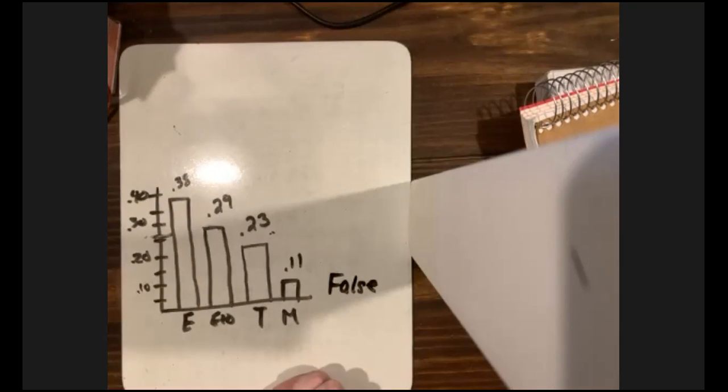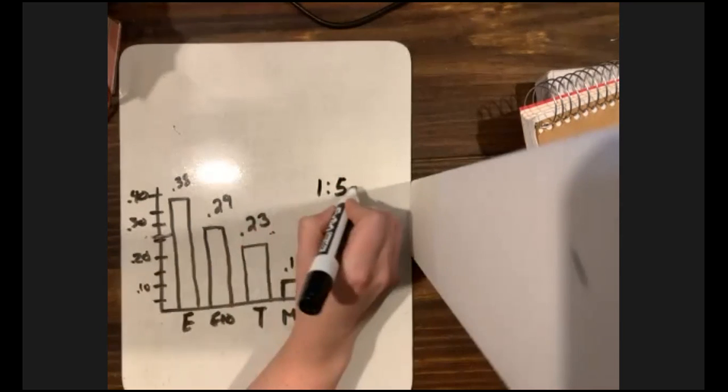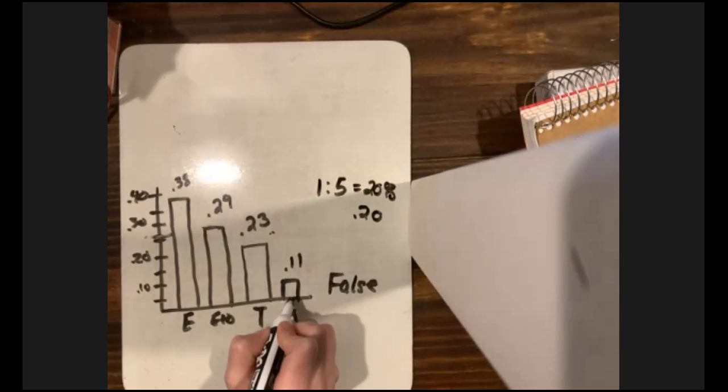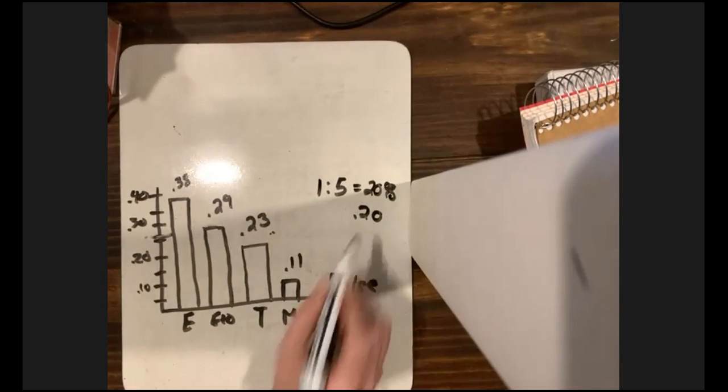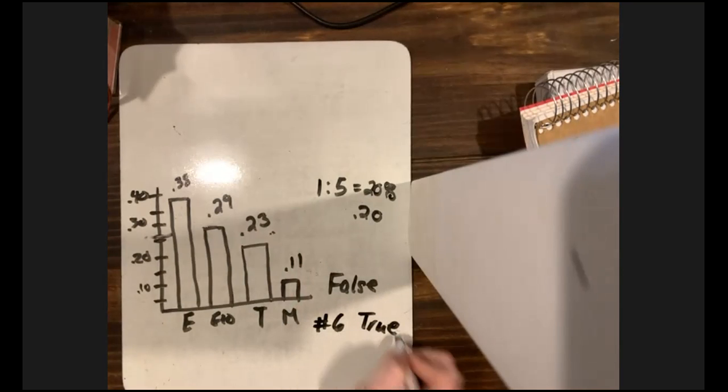Okay. It says fewer than 1 in 5 games is rated M. Thinking about 1 out of 5, that is 20% or 0.20. 0.11 is less than 0.20. So for number 6, that would be true.